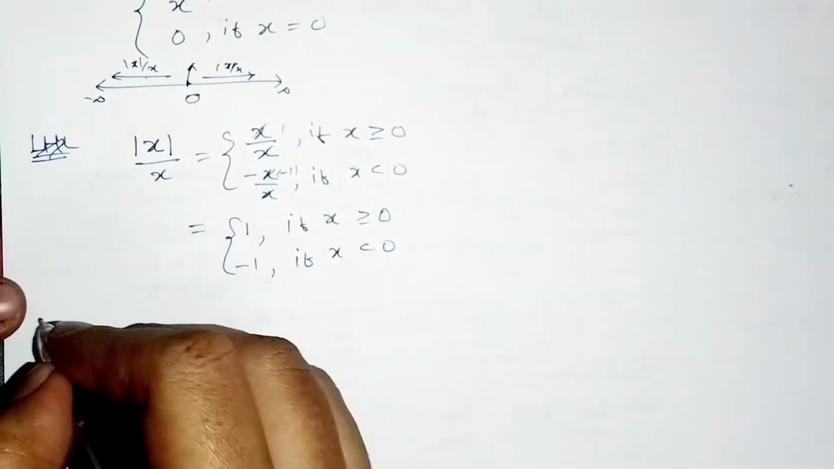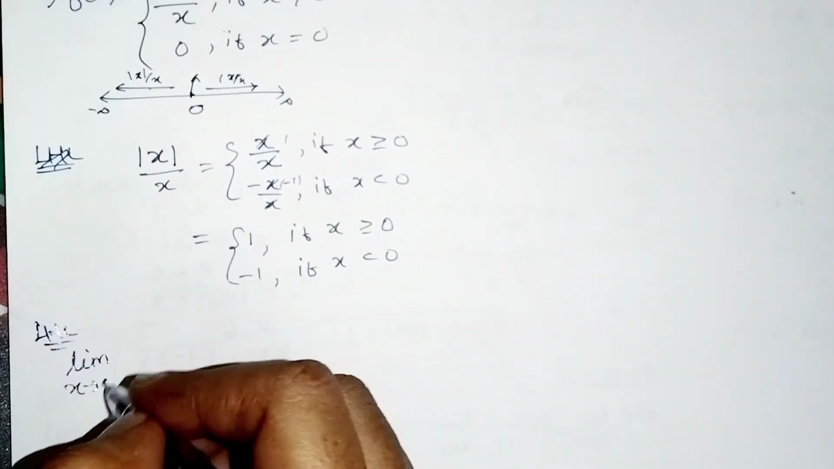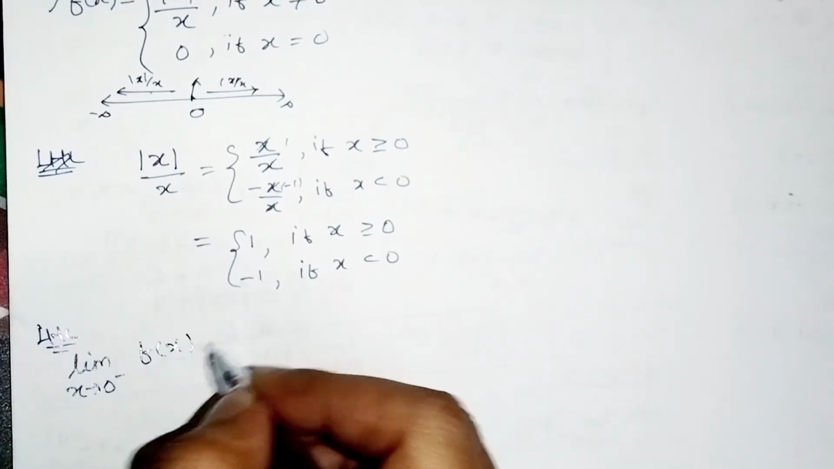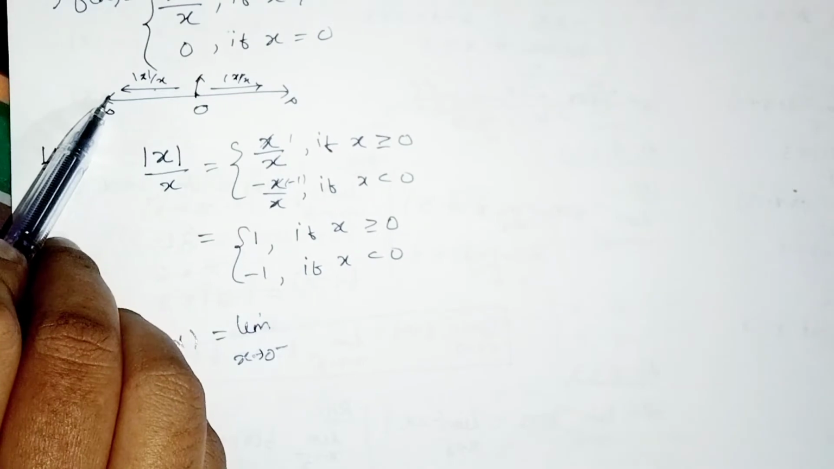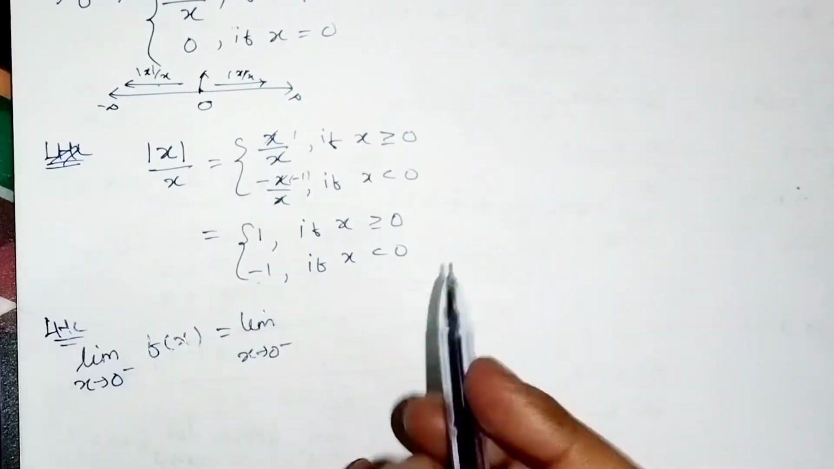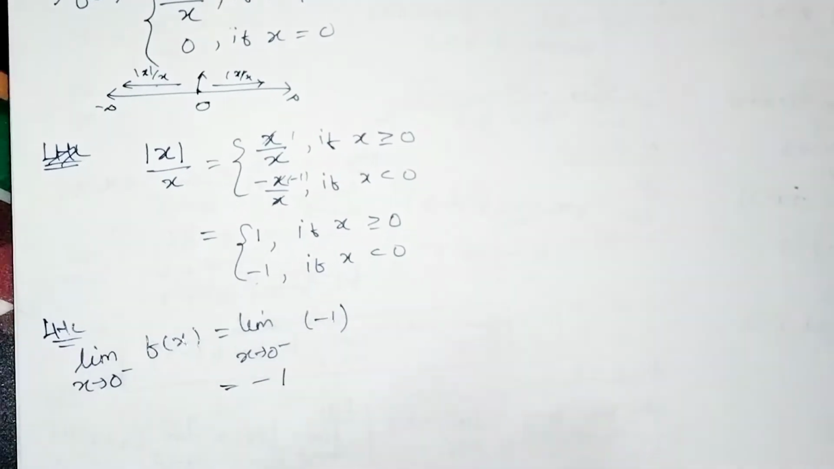Okay, left hand limit, limit x tends to 0 power minus f of x. So limit x tends to 0 power minus, that is the left side, that is less than. So we have the value minus 1. We don't have any variable to substitute the x value, just straight away the answer.